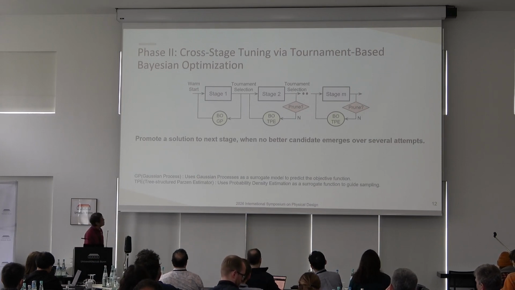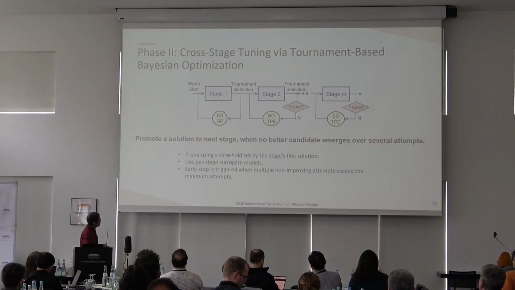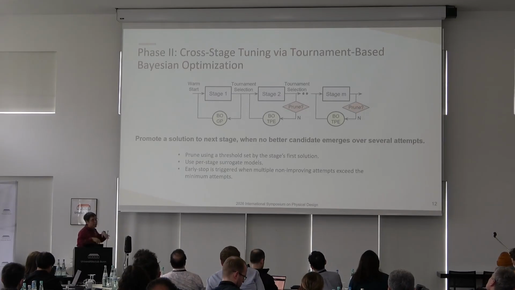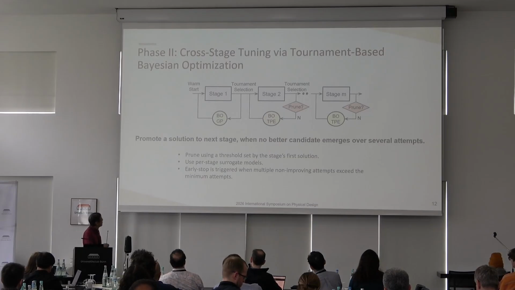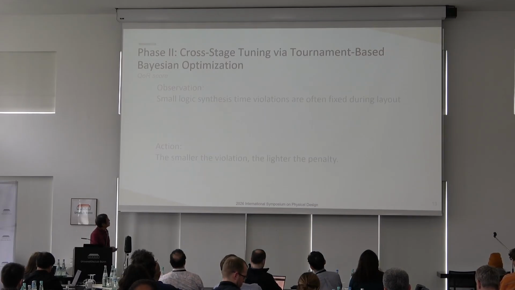There are some others that are somewhat standard. So for each stage, we have multiple threads of Bayesian optimization, and we do some pruning because we have some initial solution. We have the so-far best solution. It's not hard to do the pruning. And for each stage, we also monitor the progress. We have some early stop mechanism.